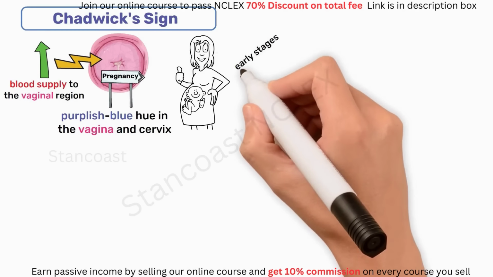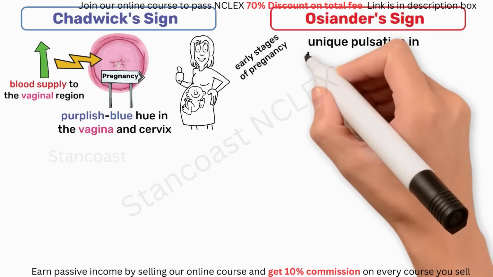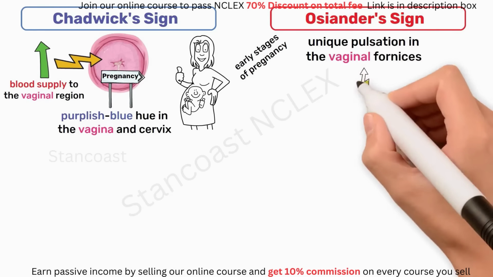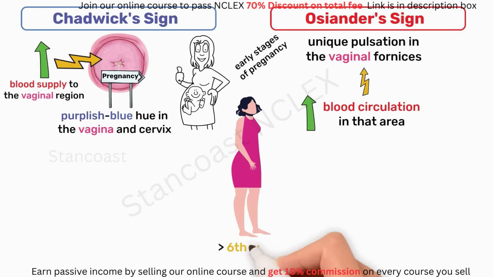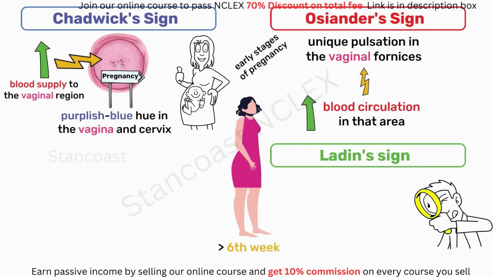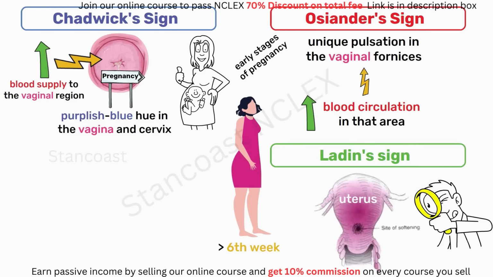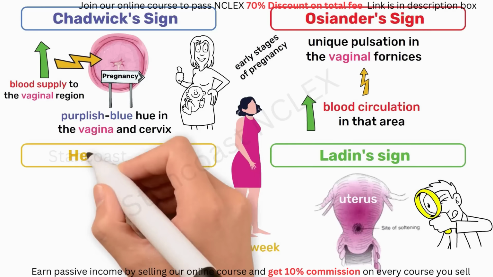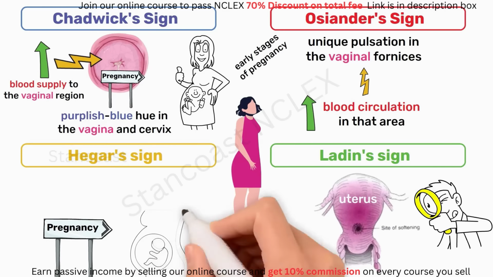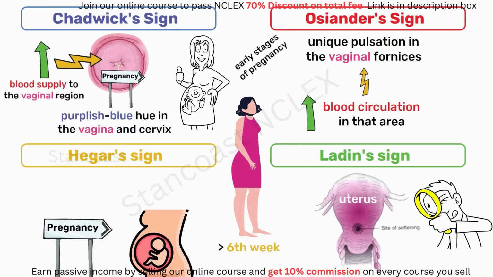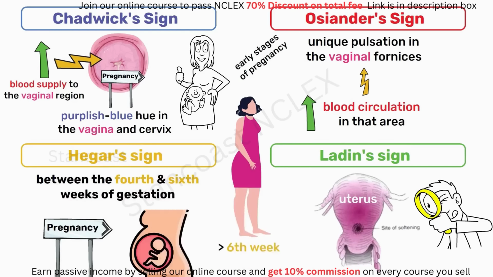In the early stages of pregnancy, Osiander's sign can be observed, which refers to a unique pulsation in the vaginal fornices, a consequence of the increased blood circulation in that area. After the 6th week of gestation, Ladin's sign becomes noticeable, marked by a softening of the center of the uterus, specifically where it connects with the cervix. Furthermore, the Hegar sign, recognized as one of the early physical indicators of pregnancy, denotes a softening in the lower part of the uterus, typically discernible between the 4th and 6th weeks of gestation.